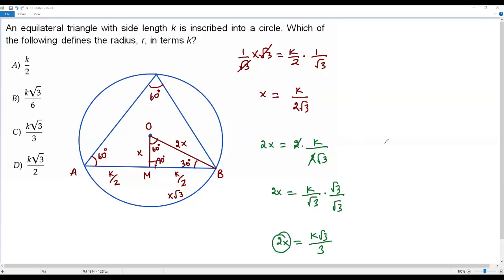Actually, what does 2X represent? 2X represents the radius of the circle. Therefore, the radius of the circle is K times square root of 3 over 3. So we find K times square root of 3 over 3 in option C. So the correct answer choice for this question is option C.